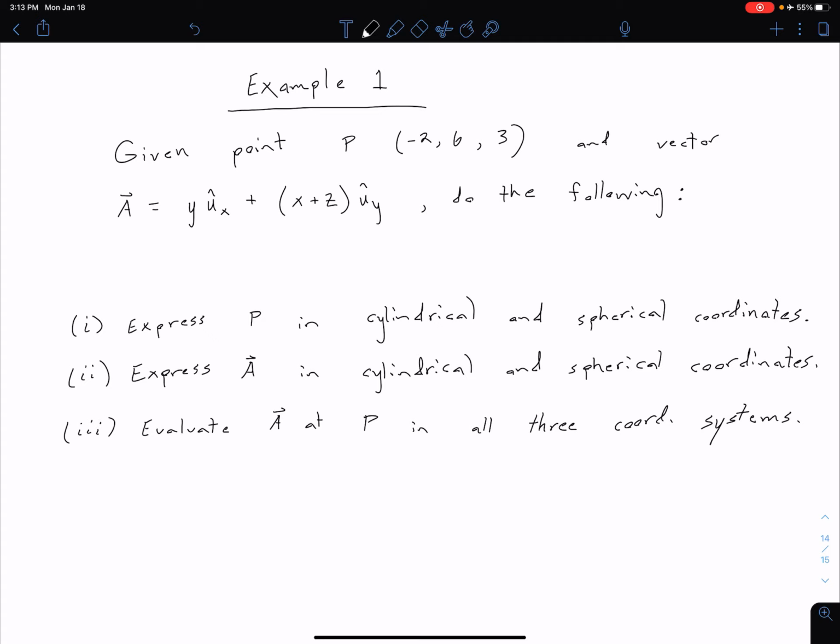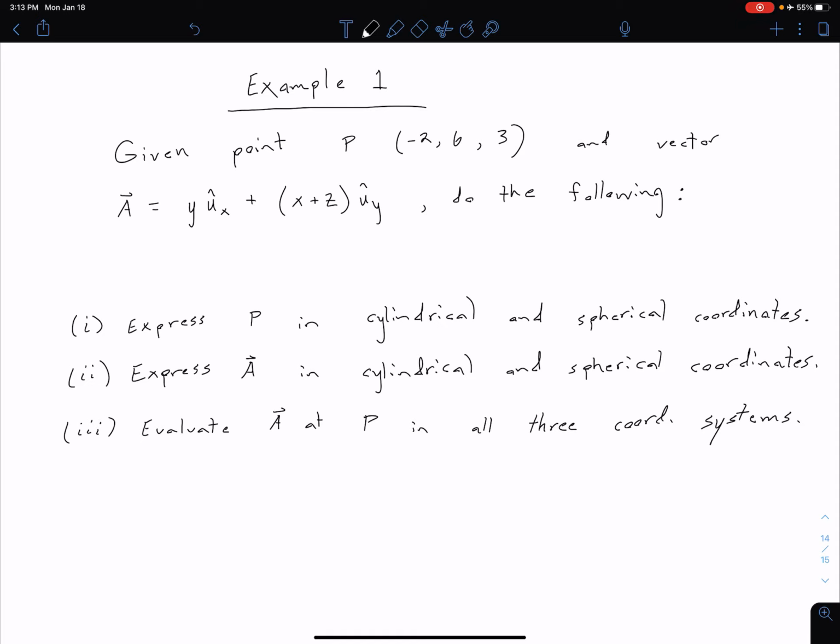So in this example, we're going to split it into several parts, one part for each problem. But for all of these parts, we're given a point P, (-2, 6, 3), and a vector A, which is equal to y in our x direction, plus the quantity of x plus z in our y direction. So before we get into looking at exactly what we're trying to find, let's look at our given information a little closer.